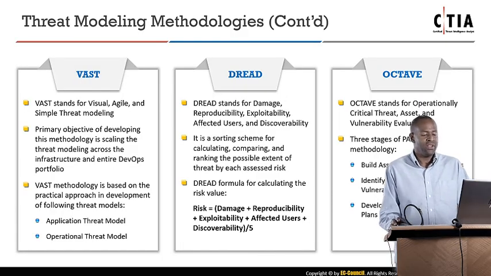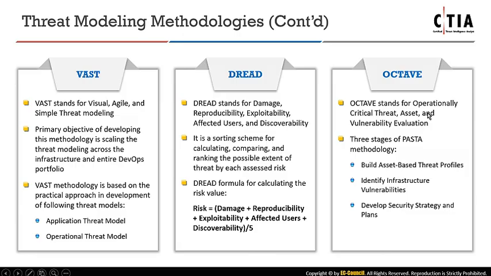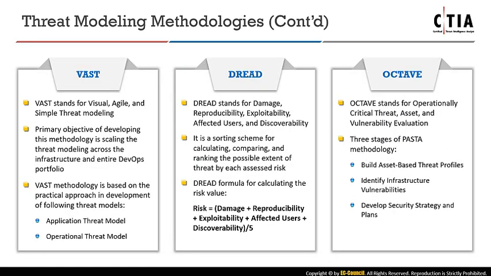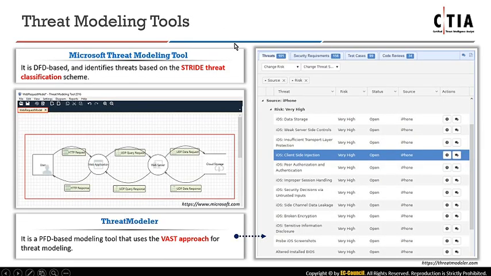And then we look at OCTAVE, which stands for Operationally Critical Threat, Asset, and Vulnerability Evaluation. And OCTAVE has 3 stages, which is to build asset threat profiles, identify vulnerabilities for your infrastructure, and develop security strategies and plans. So those are the methodologies, and we've looked at those before. For any of these that have mnemonics, make sure you memorize them if you're going to be taking the exam. So now let's look at the threat modeling tools.